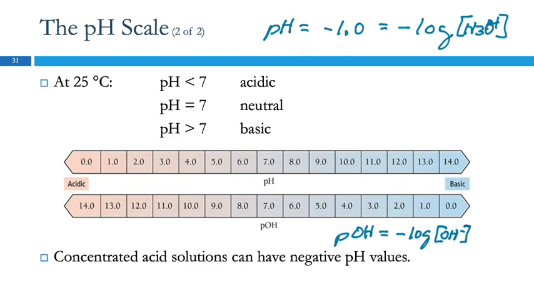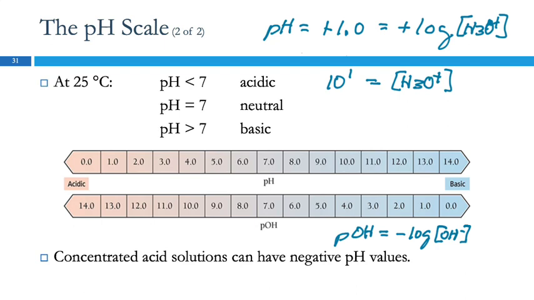So I can get rid of those negative signs. And so I'm going to take the base 10 log of both sides. 10 to the 1 is equal to the hydronium ion concentration. So that would be a 10 molar solution. That's pretty concentrated. There are some that are higher, even like 18 molar.